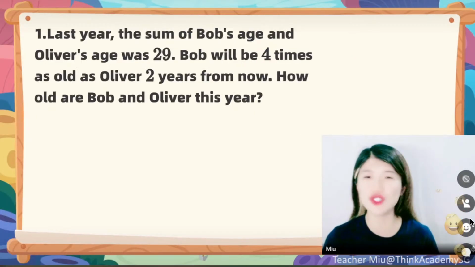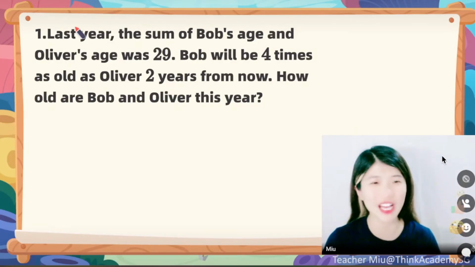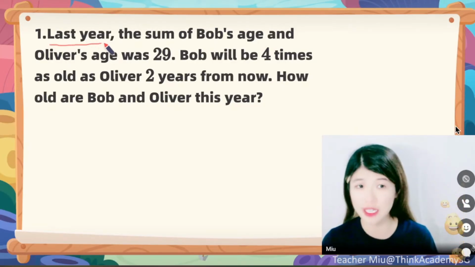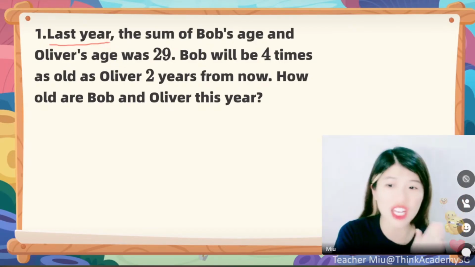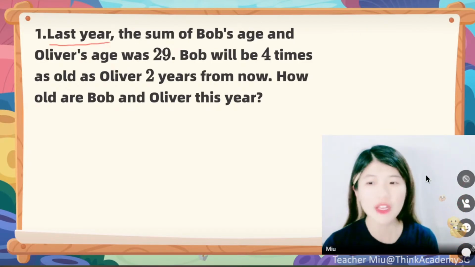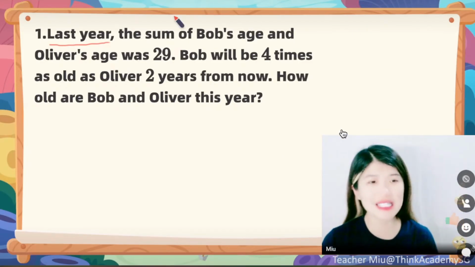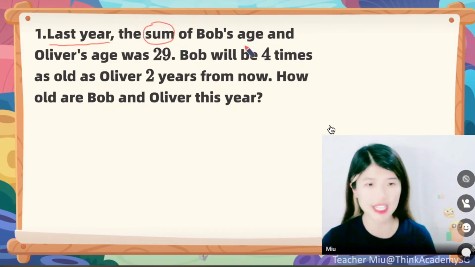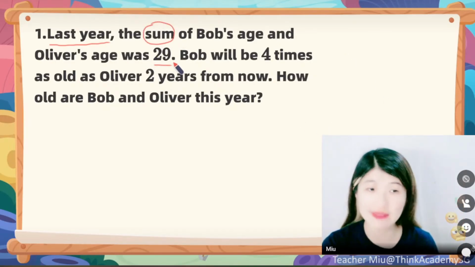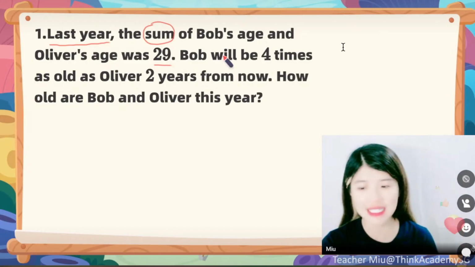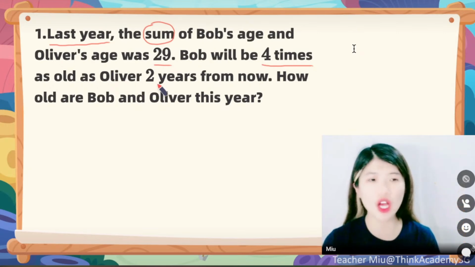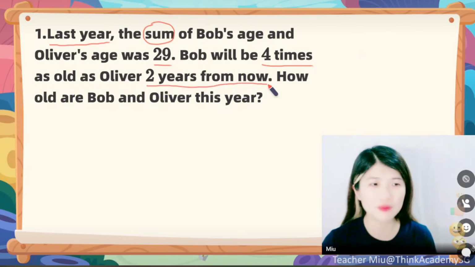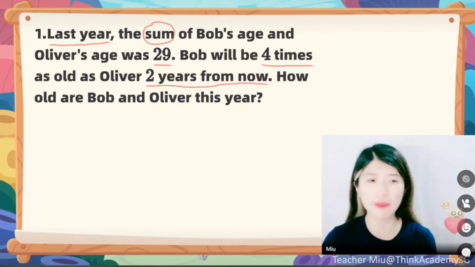The question itself is not that easy, all right? So let's try. Here we go. Last year, you need to pay attention to the year that we are talking about, because age keeps changing every year. So it says last year, the sum of Bob's age and Oliver's age was 29. And then it says Bob will be 4 times as old as Oliver 2 years from now. How old are Bob and Oliver this year? Any idea?